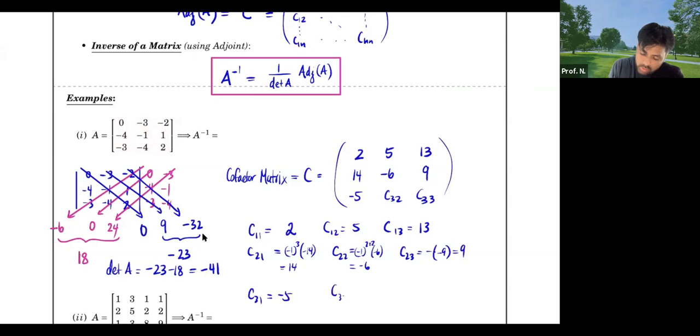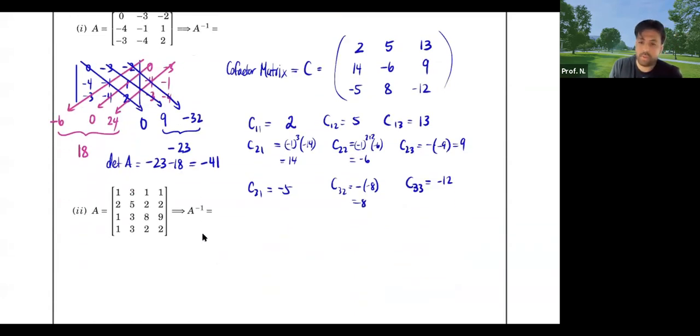This is C32. This will be negative. C32, you get 0. The nice thing about the zeros is it just gets rid of that number real quick. You get -8. So -8 is +8. So this is +8. And then the last one, C33. Get rid of this. This becomes -12. Positive. So this is -12.